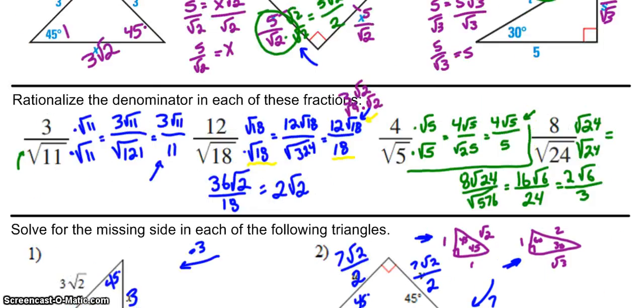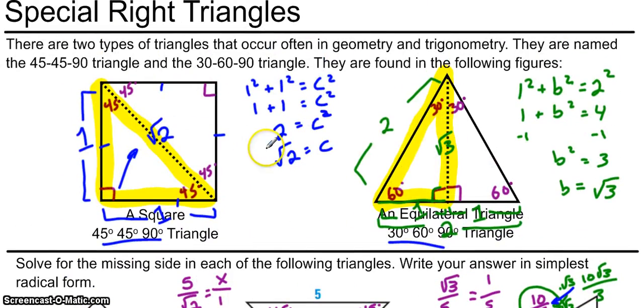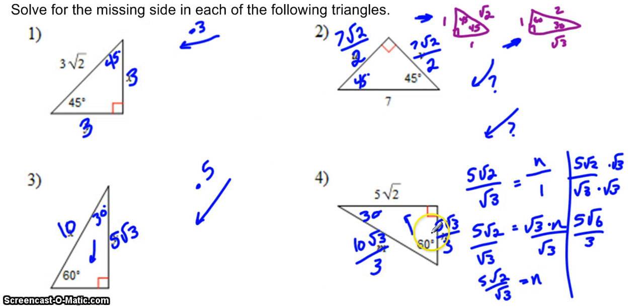Really, all you need to do is just remember these two special right triangles, the 45, 45, 90, and the 30, 60, 90, and their sides, 1, 1, square root 2, and 1, 2, square root 3, and use those and a little bit of facts about similarity to solve for the missing sides in any 45, 45, 90 or 30, 60, 90 triangle that you might see.